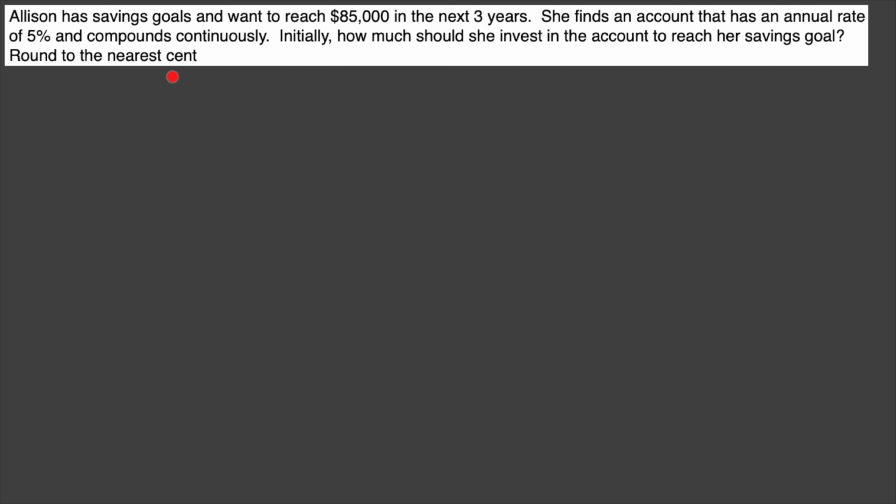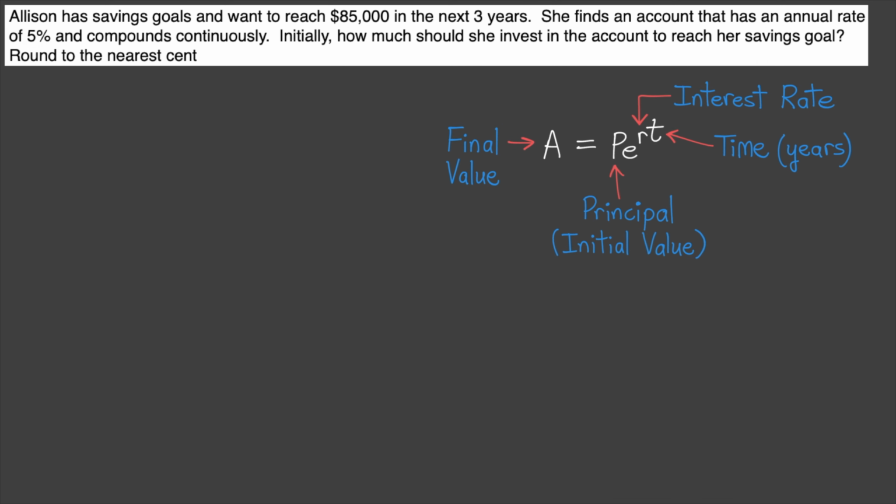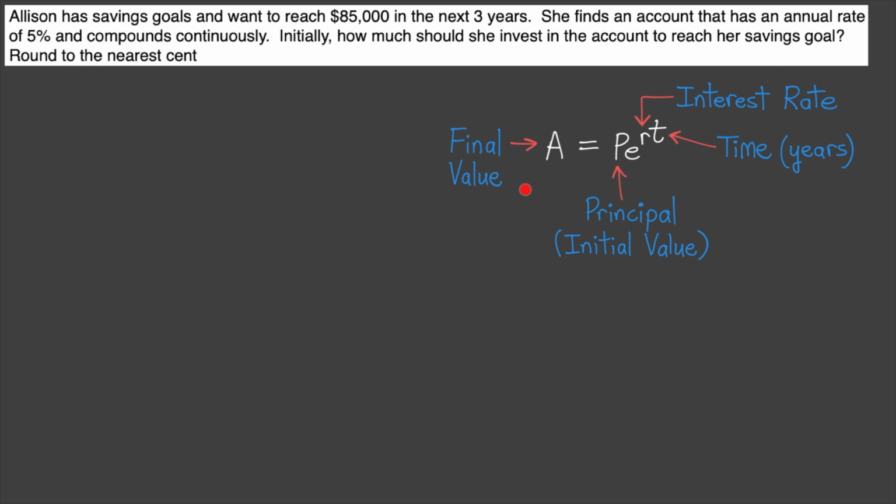All right, so the big hint on this question is it compounds continuously. So this is an investment that compounds continuously. So what is the equation for an investment that compounds continuously? Here it is. So looking at the variables, we have A, which is our final value or final amount in dollars in the account. P stands for principal or the initial investment.